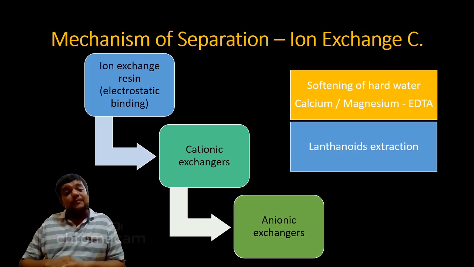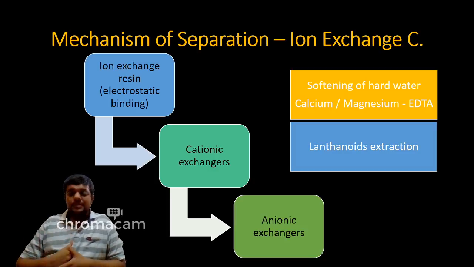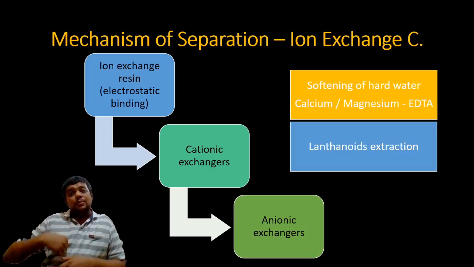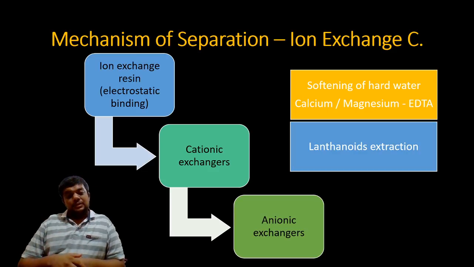There can be two types of exchangers. Cationic exchangers can exchange the cations: give sodium and take calcium. Anionic exchanger: give chloride and take sulfate. So it depends on what separation you actually want to do.